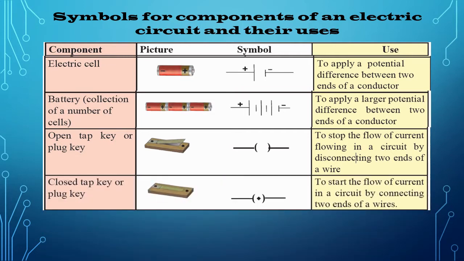Symbol of closed tap key is similar to that of open tap key. The dot in the round bracket represents closed tap key. If the tap key is closed, then the current will flow. Closed tap key is used to start the flow of current in a circuit by connecting two ends of a wire.